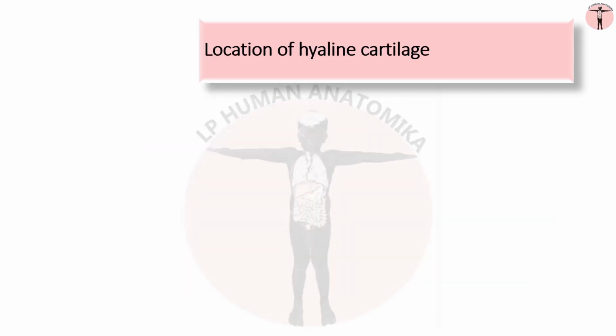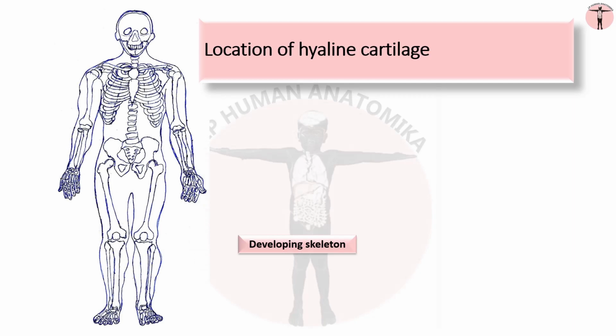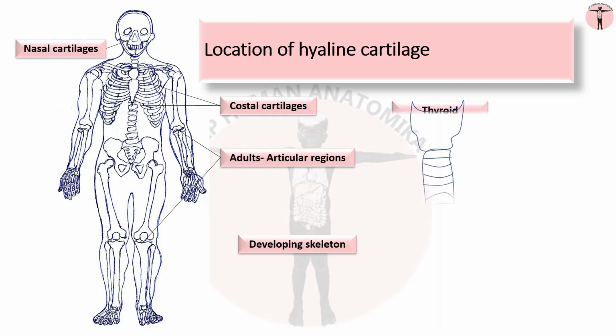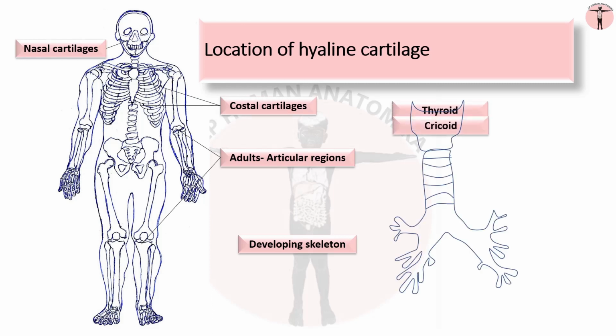Hyaline cartilage is located in developing skeleton as cartilage plates. In adults, it is present in articular regions in the form of articular cartilage lining the bones forming the joints. Then it is seen in costal cartilage, nasal cartilages, thyroid, cricoid, arytenoid. All three belong to larynx, then trachea and bronchi. Please note the parts mentioned are related to growth, joints and respiratory system respectively.